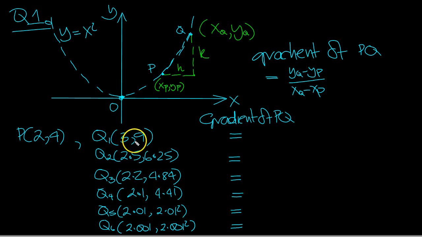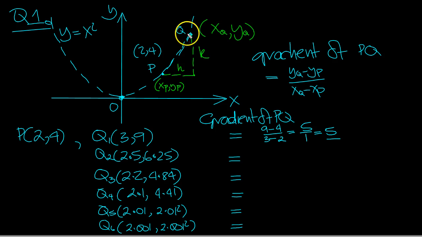Let's try this first of all, Q1. This is the point (2, 4). And we're going to start with Q being (3, 9), so it's quite a distance away. The increase in y would be 9 minus 4. The increase in x would be 3 minus 2. That gradient is 5 over 3 minus 2, I was getting ahead of myself there. 5 over 1, which is 5.